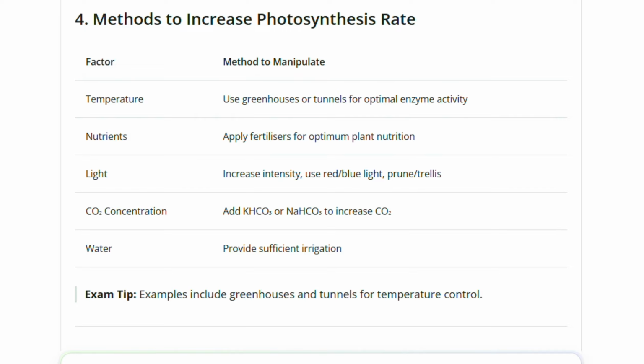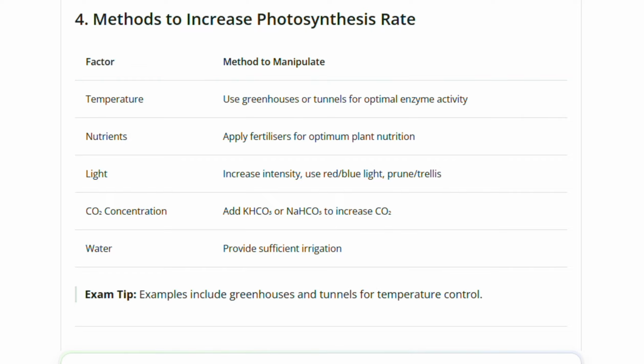Sharp. Nutrients. Apply fertilizers for optimum plant nutrition. So sometimes the nutrient concentration in the soil can be low or can be insufficient. So we need to supplement with fertilizer so that our plant can get all of the nutrients and nutrition that it needs to be able to grow well, right? So nutrients ensure that plants have optimum nutrients.